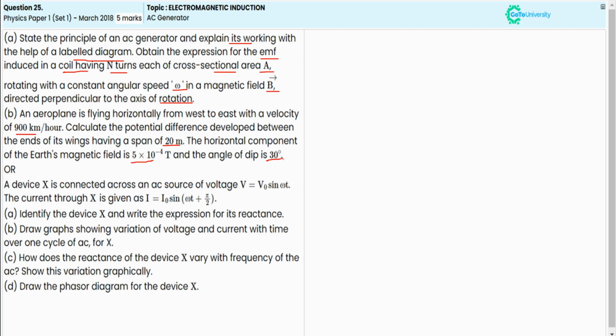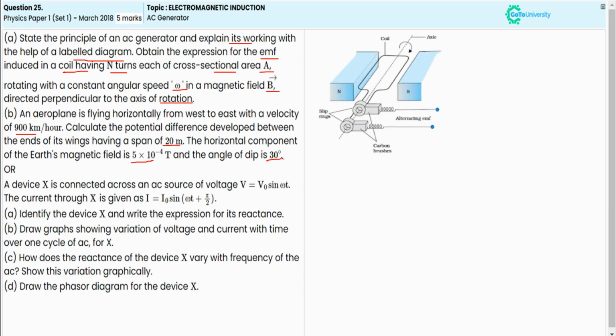We'll understand the first part of the question, that is the principle of an AC generator. The figure shows the labelled diagram of the AC generator. It consists of two different magnets, a north pole and a south pole, and a coil connected with two slip rings, carbon brushes and a circuit.